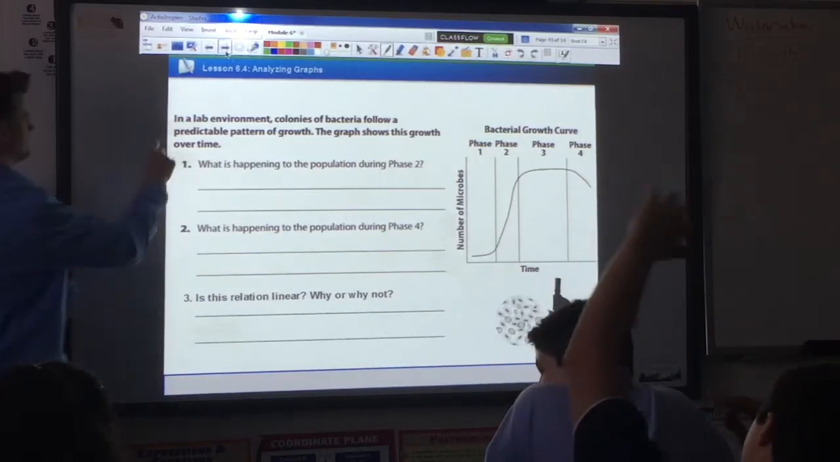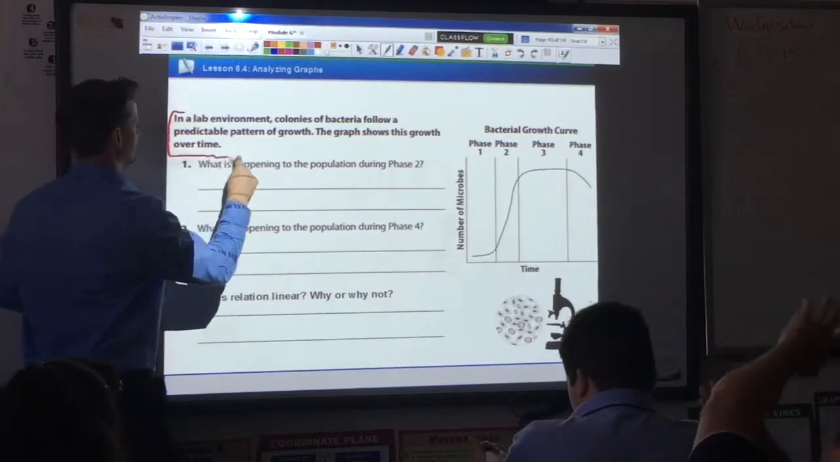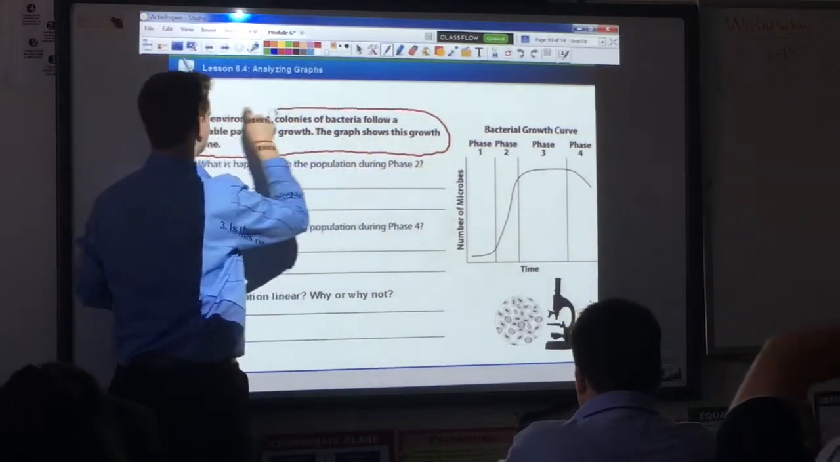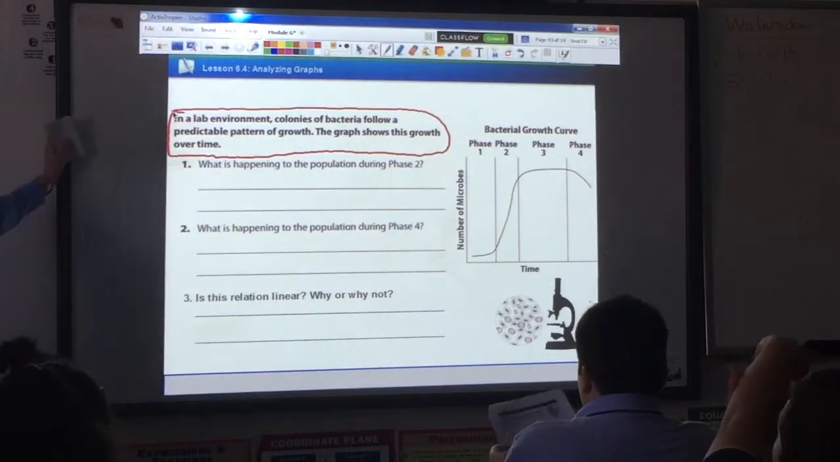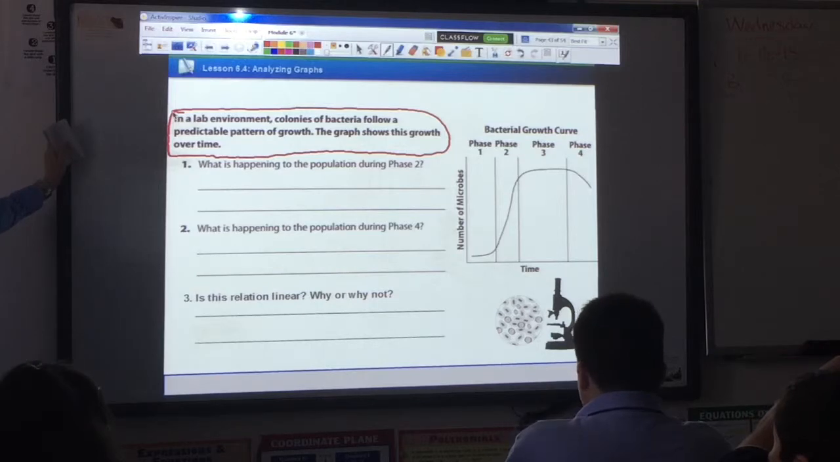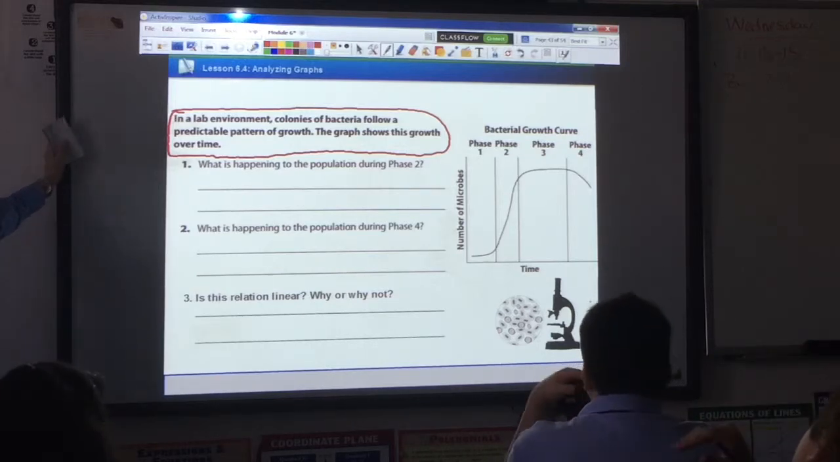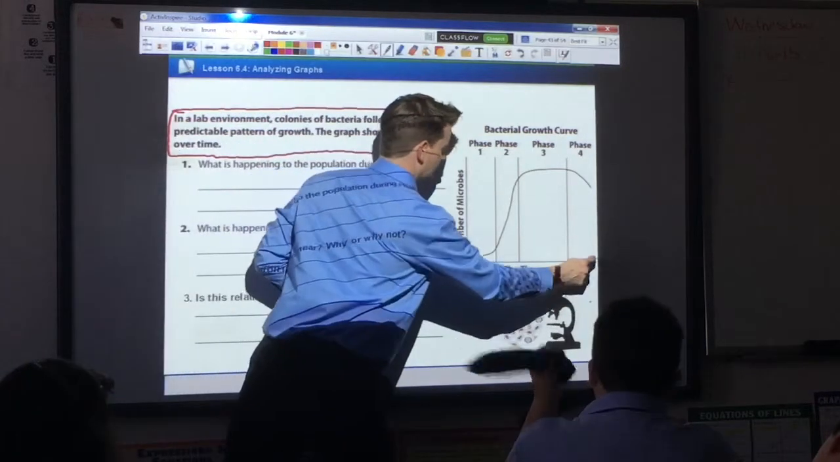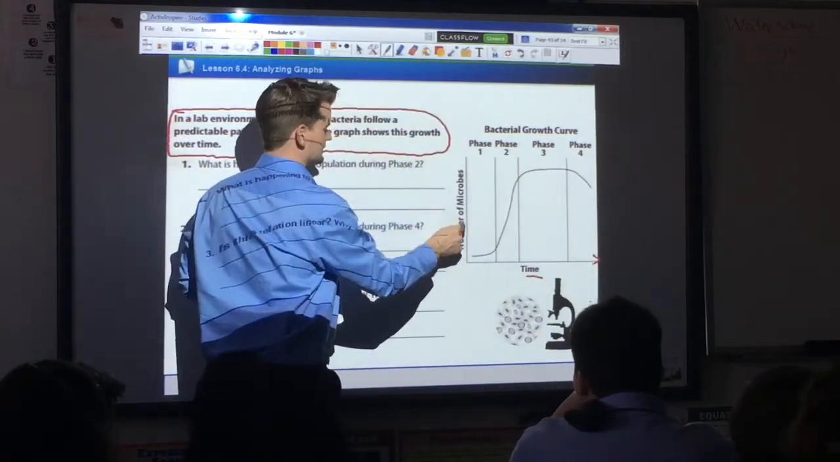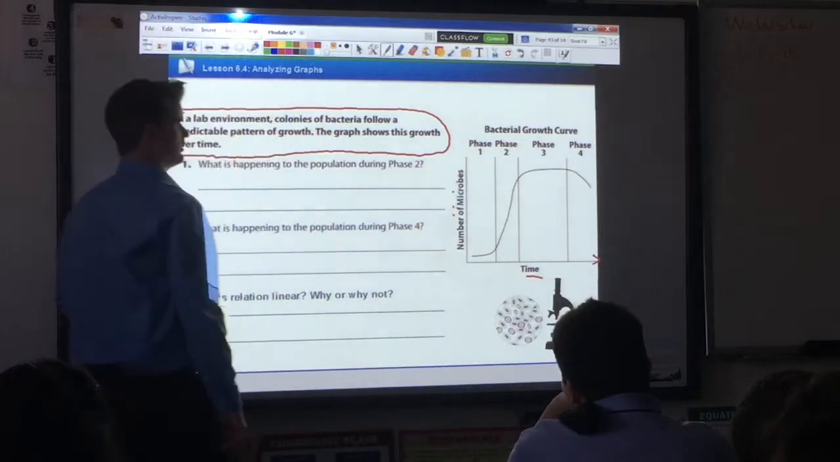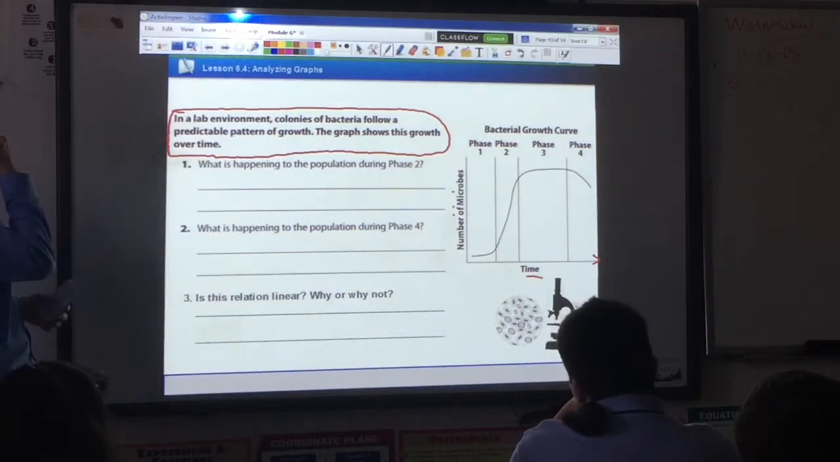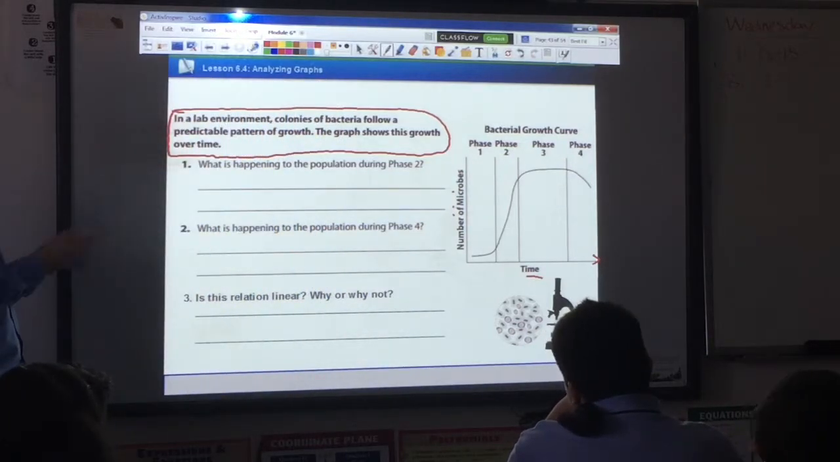We read the scenario. We always read the scenario first. It says in a lab environment, colonies of bacteria follow a predictable pattern of growth. The graph shows this growth over time. So my x-axis, my input, that's time. My output is the number of bacterial microbes. So we want to look at this graph and see what happens to the number of bacteria in this lab over time.